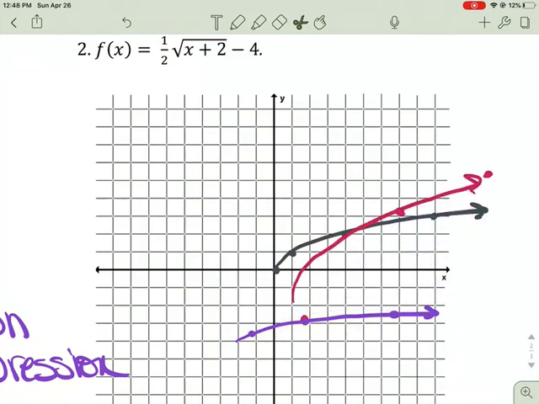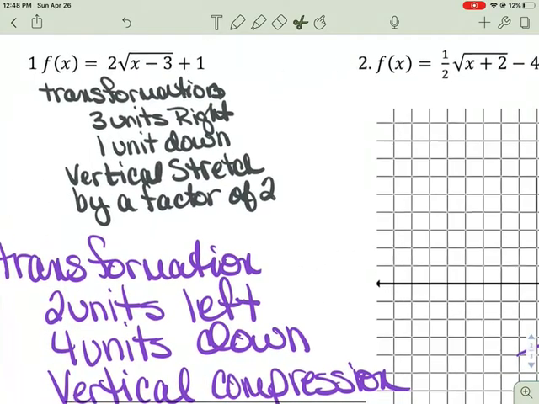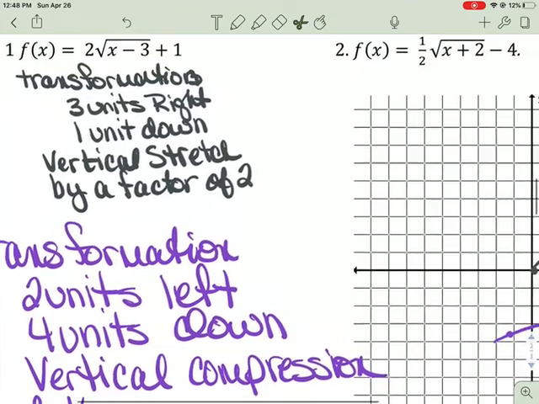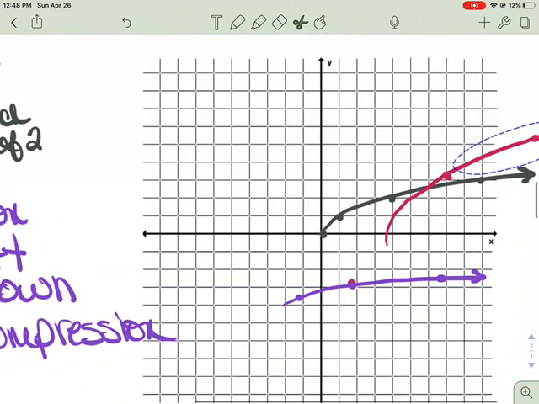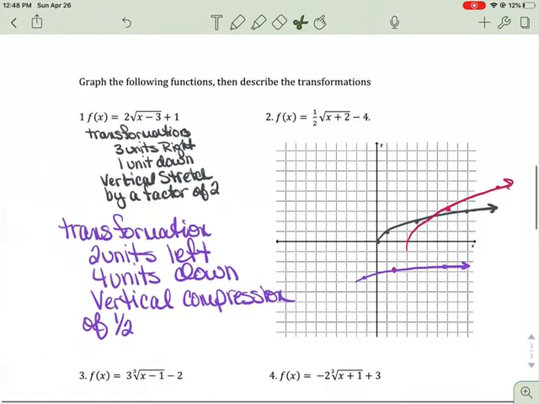Oh, my other guy got wrapped up into that. Three right and 1 down. Sorry. There we go. Okay, so the purple graph is the number 2 and the red graph is number 1.